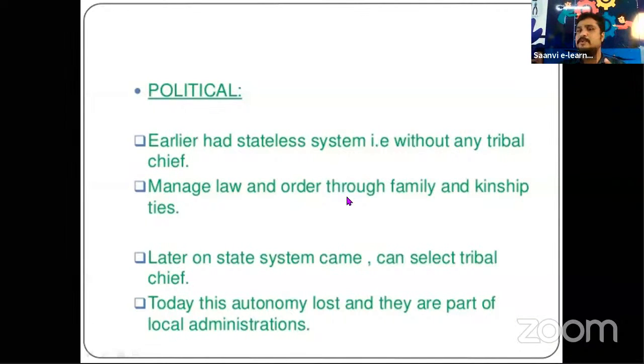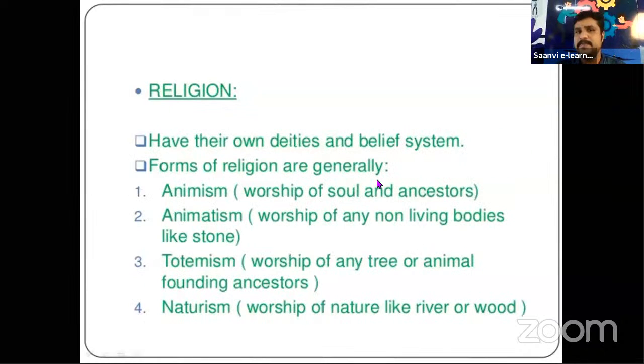And all people have the right to select a correct person. In olden days, there was one village headman. And even today you can see many villages where a headman alone rules that particular region. In addition to that, there is a sarpanch elected through election, and they will also select a person to look after that village. Okay, so religion: they have their own deities and belief system, God.